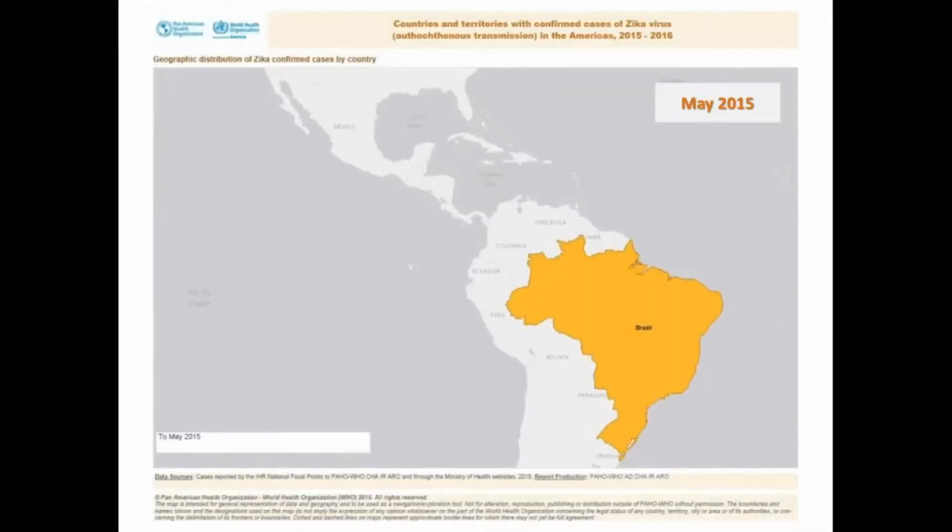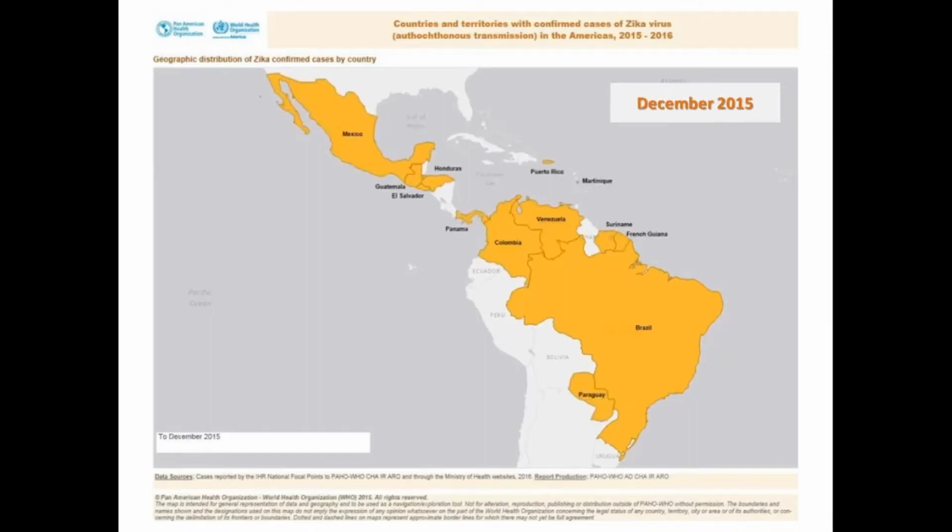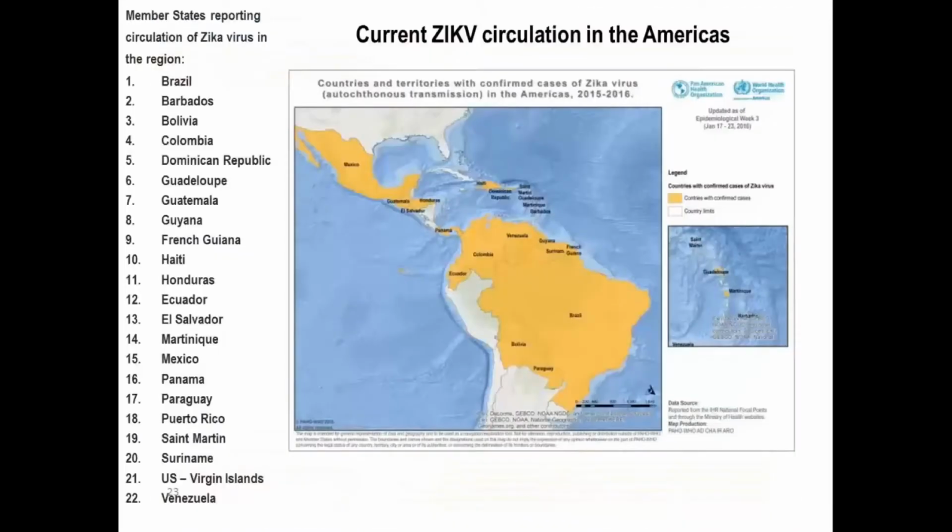This is the distribution in May 2015. So in early 2015, it was first identified in Brazil. By October, November, December, January, it's spread across large parts of the Americas now. I think this is a little bit out of date, but there are now 27 countries in the Americas that have got Zika transmission occurring in the country.